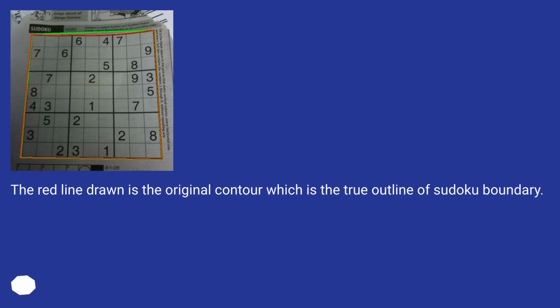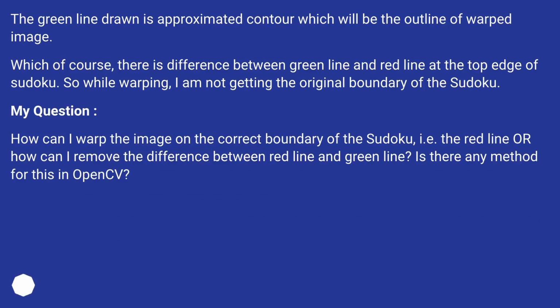The red line drawn is the original contour, which is the true outline of the Sudoku boundary. The green line drawn is the approximated contour, which will be the outline of the warped image. Of course, there is a difference between the green line and the red line at the top edge of the Sudoku. So while warping, I am not getting the original boundary of the Sudoku. My question: how can I warp the image on the correct boundary of the Sudoku, i.e. the red line, or how can I remove the difference between the red line and the green line? Is there any method for this in OpenCV?